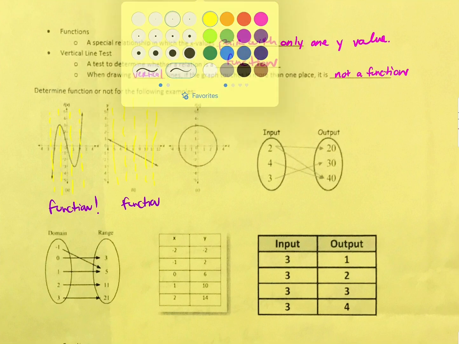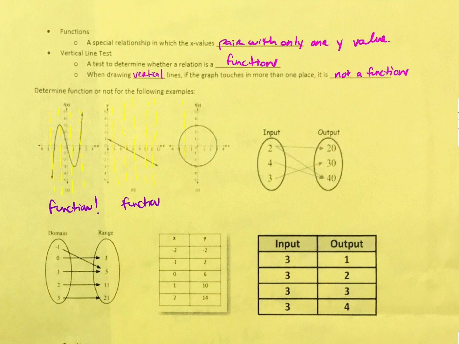In the next example, we draw a vertical line. Looking at this vertical line, does it touch in more than one place? Well, we know it touches here, but it also touches here. Same thing here. So therefore, we have to say that this example is actually not a function.